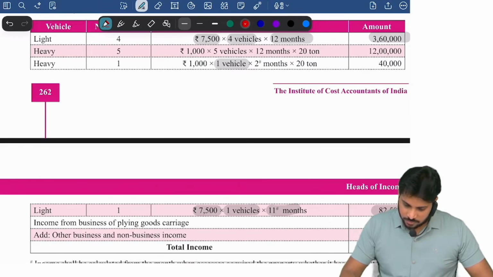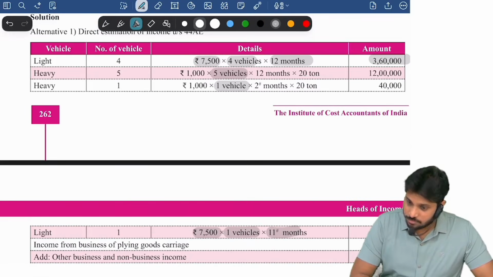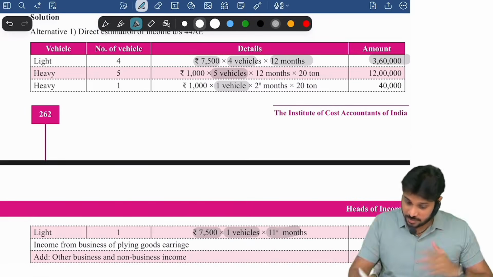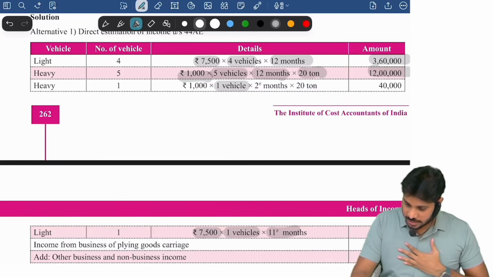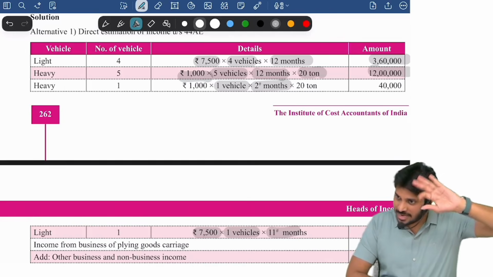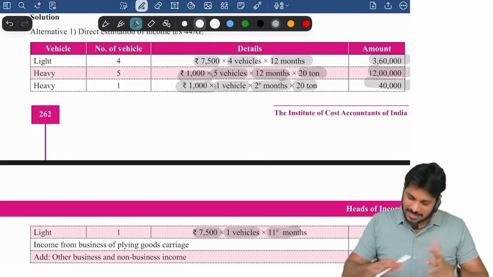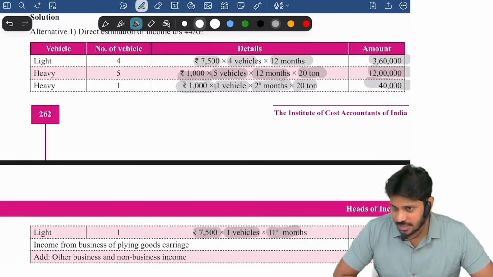I think I did some computation mistake. You see here, 5 vehicles were there. Yes or no? Out of 6, 5 were there throughout 12 months, 20 ton into 1000, correct. But 1 vehicle is there only for 2 months, April and May, then it is sold. 20 into 1000, that's it. That logic is correct only. Some calculation mistake we did. That's it.